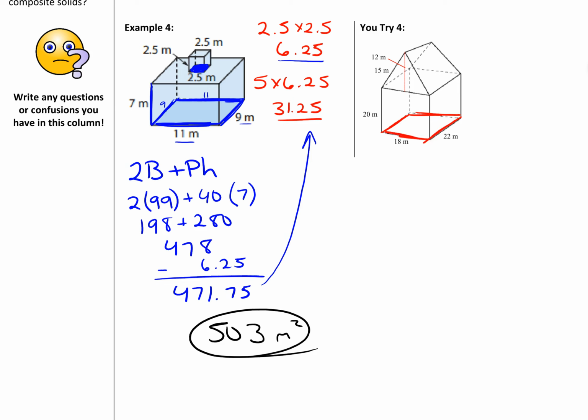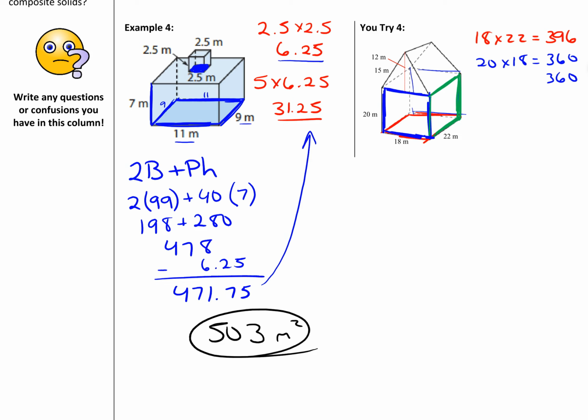If we start here, our base, 18 times 22, gives us 396. Moving forward, we have these 2 faces right here, and back here, remember those are going to be the same, the front and the back. 20 times 18 gives us 360. We have 2 of those.